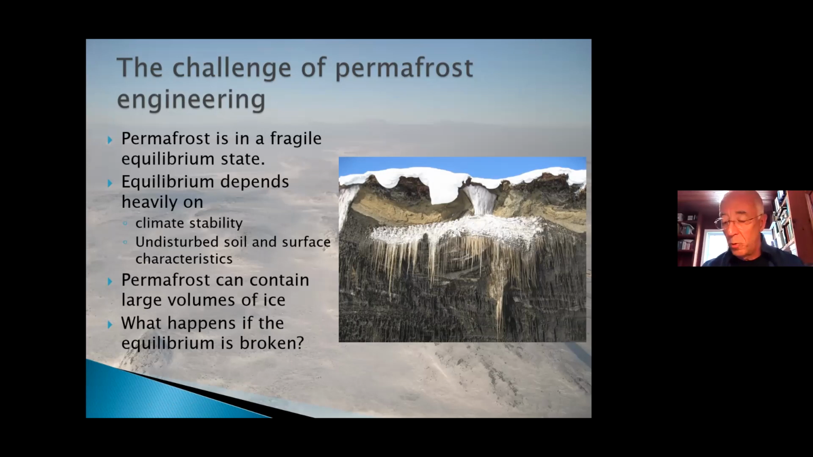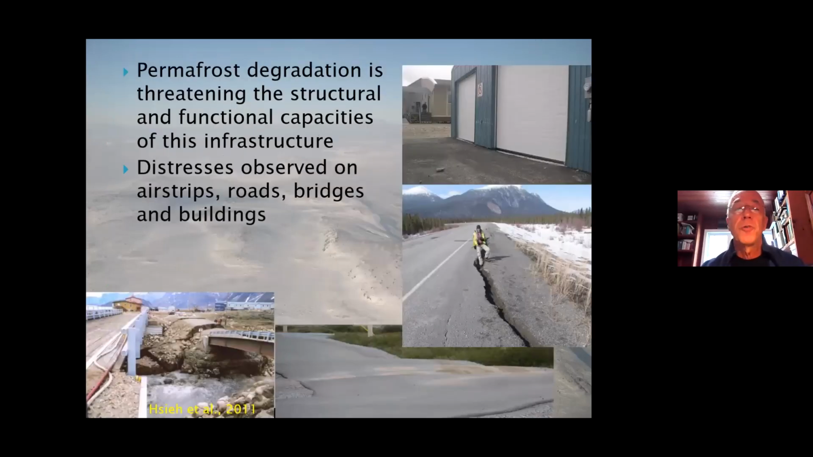So what happens when the equilibrium is broken? There's, of course, damage to structures. Damage has been observed on all types of structures, bridges, roads, buildings in the north, and for all sorts of good reasons. One of them is climate change. Climate change is actually very convenient for engineers because we can blame everything on climate change, and that's simple. Another reason is that we have poorly adapted structures, and we don't say it loudly, but we're not yet doing a very good job in the north in terms of designing structures to take into consideration the sensitivity of permafrost. So again, climate change and design are the two main reasons for the damage that we're observing in the north.